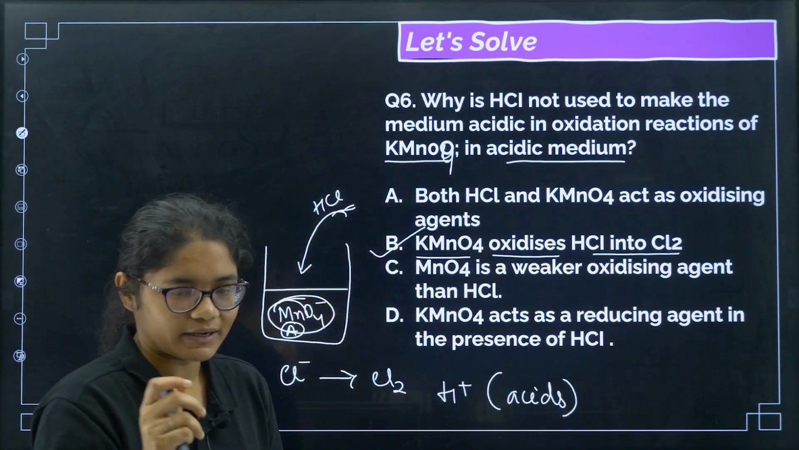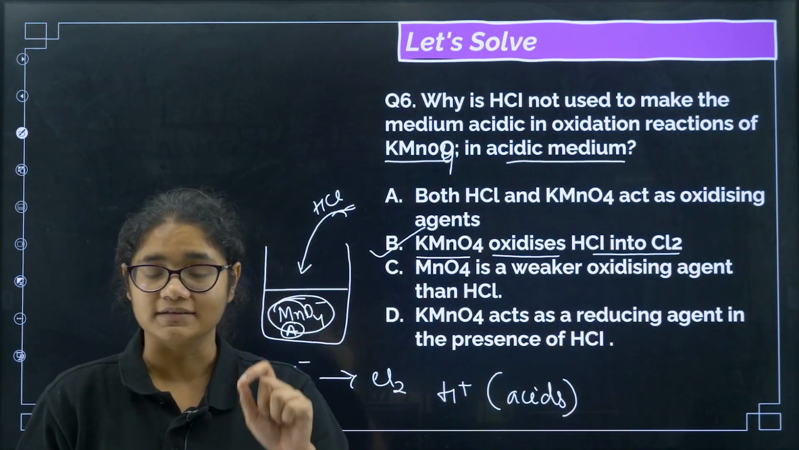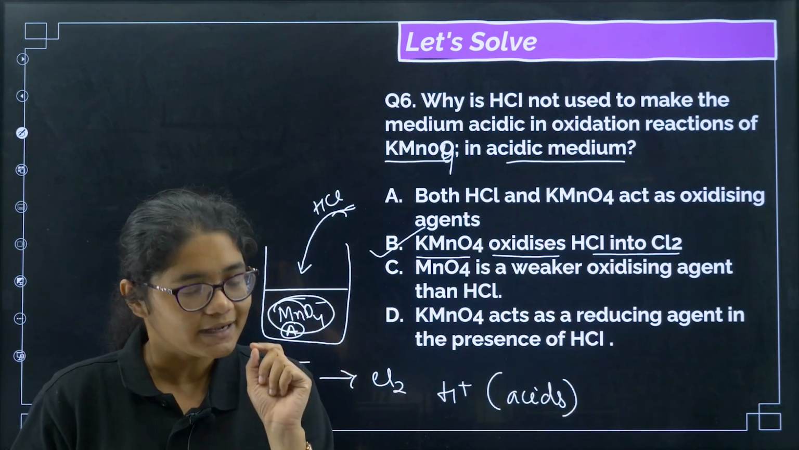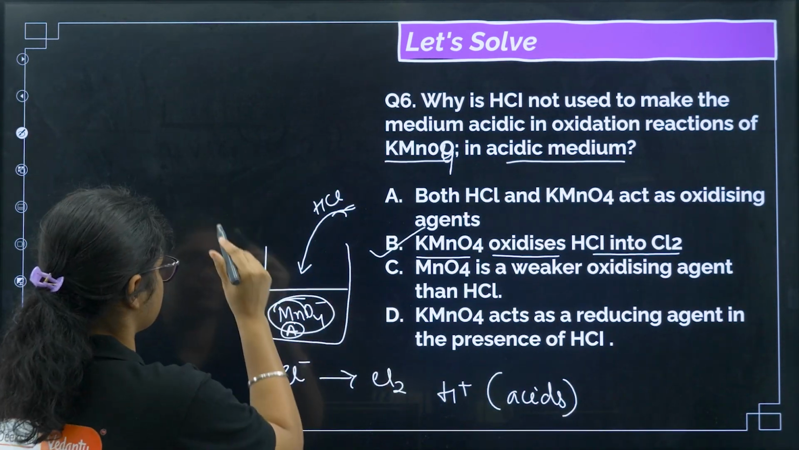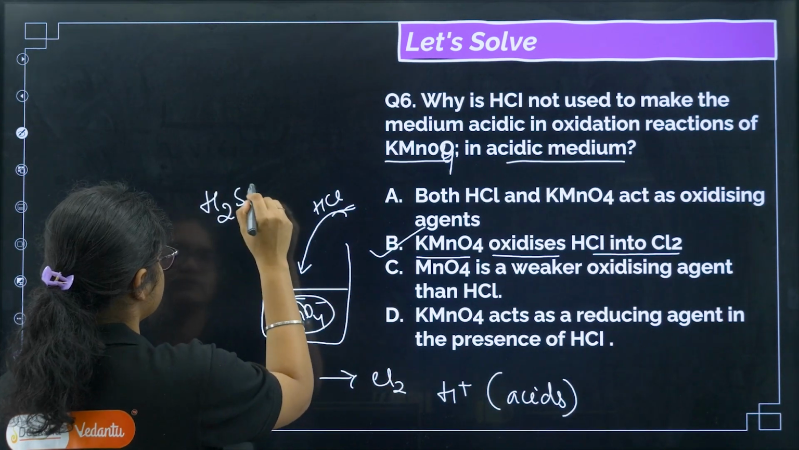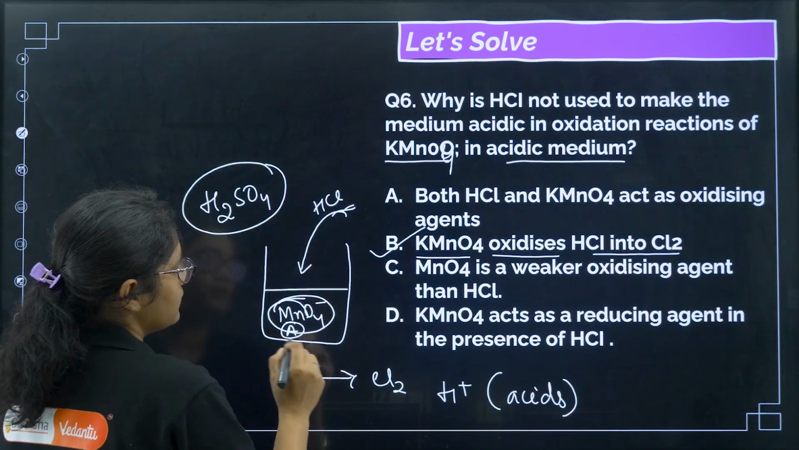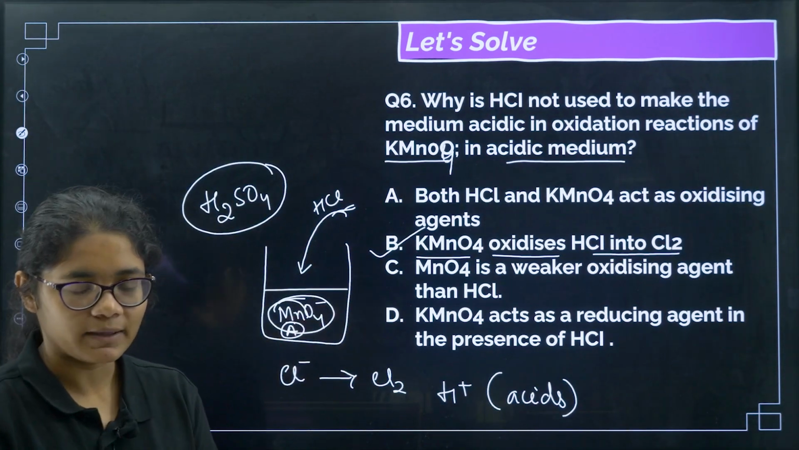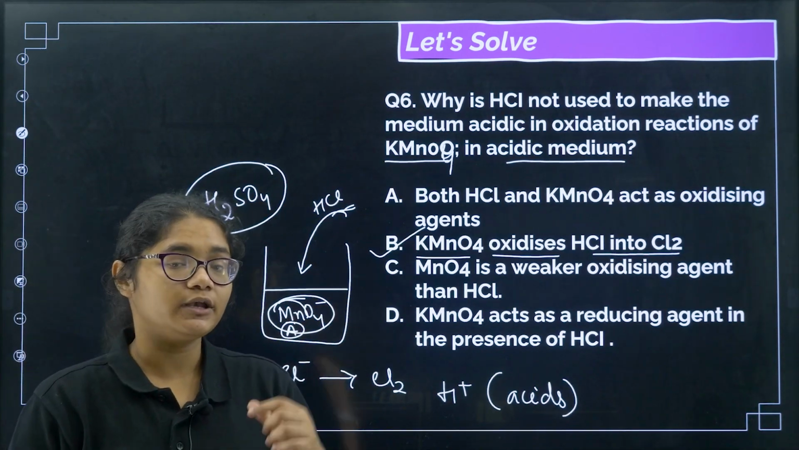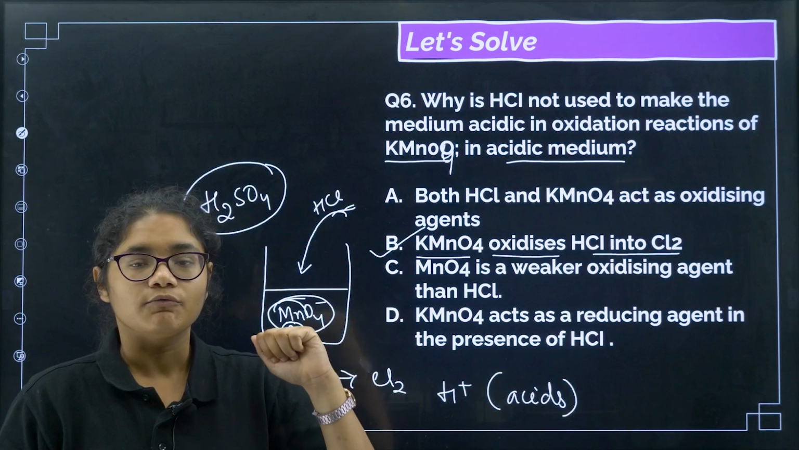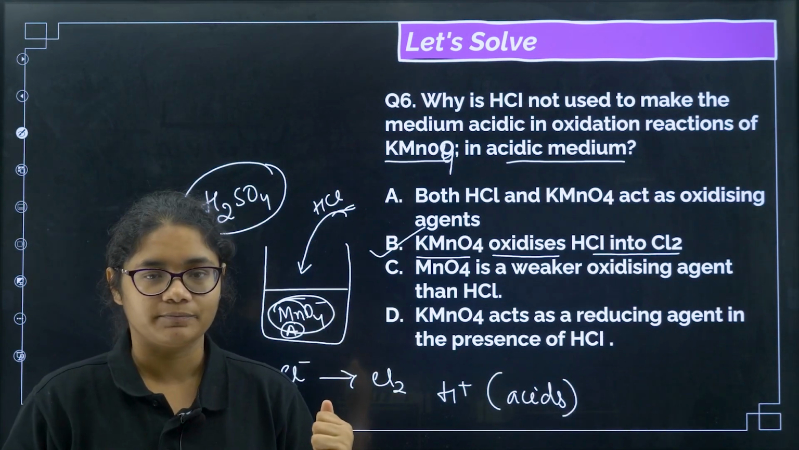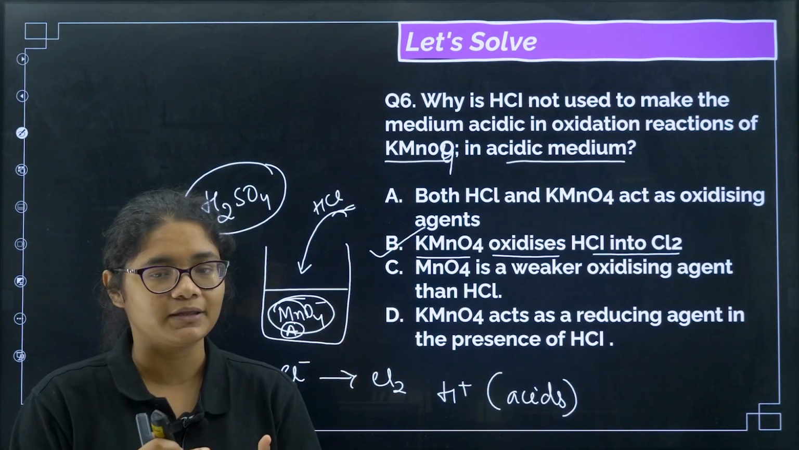Okay, so now my question arises. I want everyone to answer this in the comment section: if we cannot use HCl, but we can use H2SO4 to make the medium acidic. Okay, we cannot use HCl, but you can use H2SO4. This is the answer I am giving. The question now is, why can we use H2SO4, or why can H2SO4 be used?